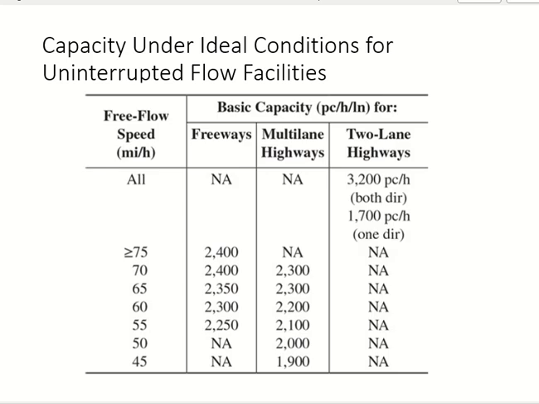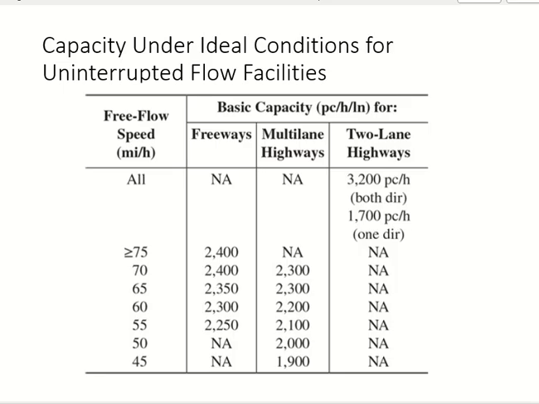2-lane highways, total capacity, whatever speed you have. Total capacity is, now you can see it's not per lane, right? This is total, both directions. If you go into one direction, 1 lane, the capacity of 1 lane on a 2-lane road ideally is this much. This is one direction. So the total of both directions can go up to this much on a 2-lane road. For one direction, it can go up to this much.